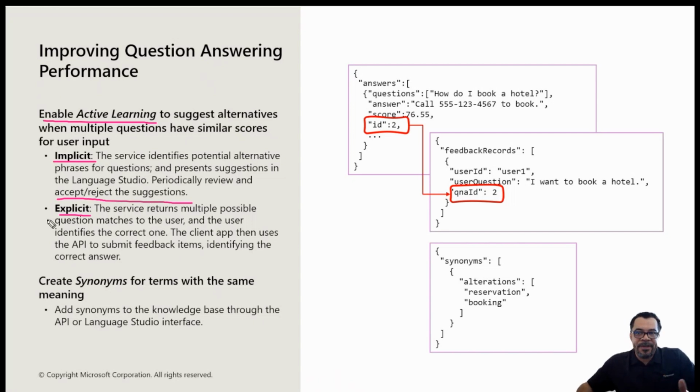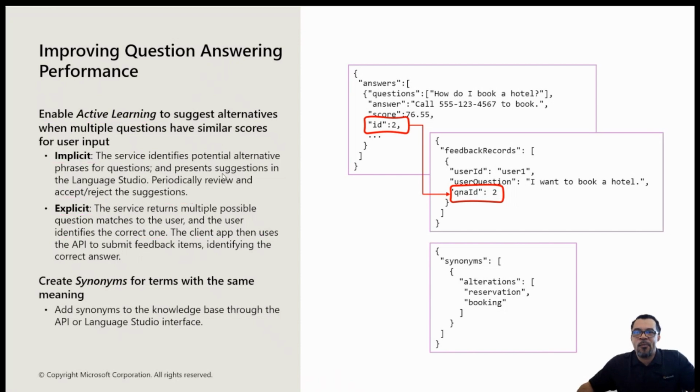With explicit active learning, the service returns multiple possible questions matching the user's question, and then you select the correct one. And then based off of that, the app will use that to submit feedback items to identify correct answers.